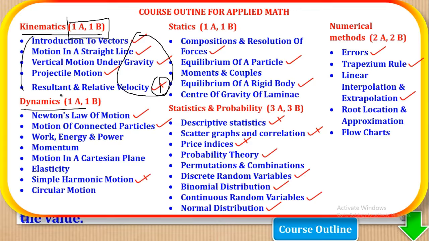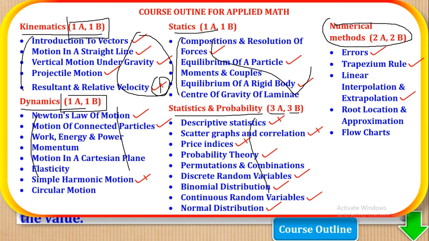The part of dynamics also has one question in section A, one question in section B, and these are the topics and the progress. Statics, one question in section A, one question in section B. Then statistics and probability, that is 3 questions in section A, 3 questions in section B. Now we are on numerical methods, so we shall first concentrate on numerical methods until all these 5 topics are done. So far we have covered errors and the trapezium rule, and now we are going to cover linear interpolation and extrapolation. After that we shall cover root location and approximation, and lastly flow charts.